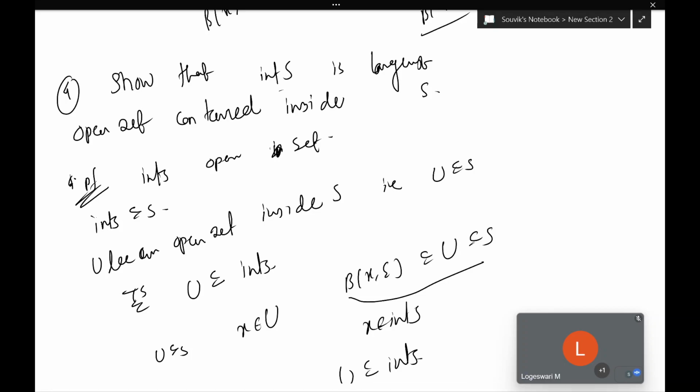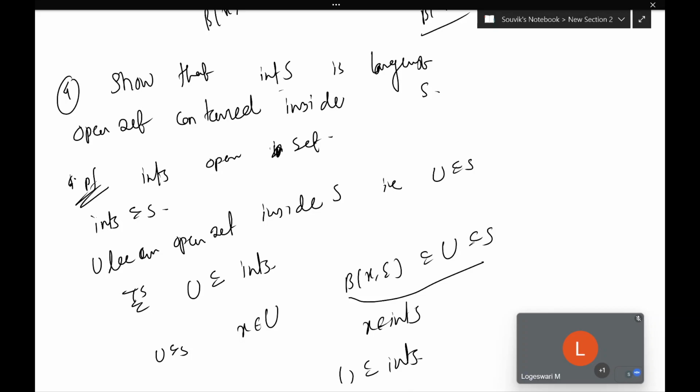Now here we have shown that the interior of S is the largest open set contained inside S. That is, we need to check three things. One, the interior of S is an open set. Another is that the interior of S is contained in S. And the last is that it is the largest open set contained in S. The first we have just proved in the previous problem, and by definition the interior of S is a subset of S.